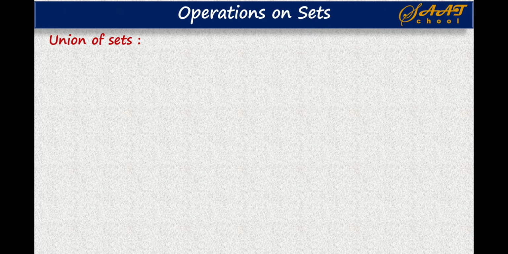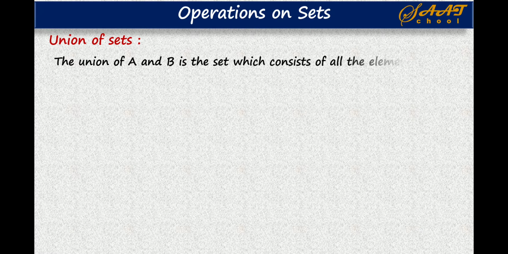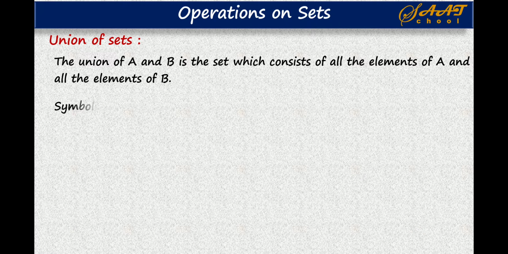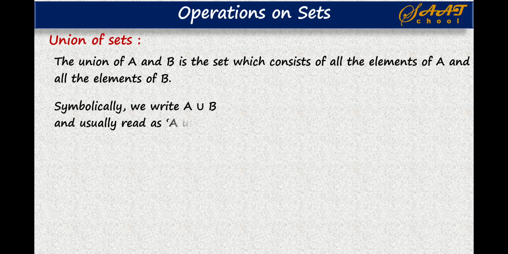Simply, the union of set A and B is a new set that is a combination of all the elements from set A and set B. That is, the union of set A and set B is the set which contains all the elements from set A and all the elements from set B. Symbolically, it is written like this and read as A union B.